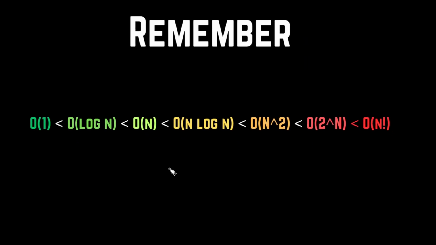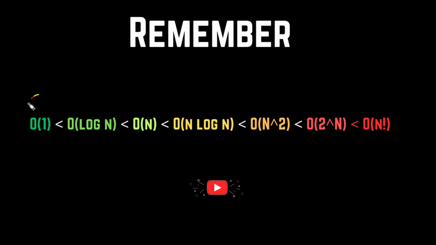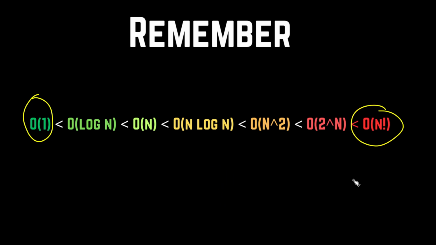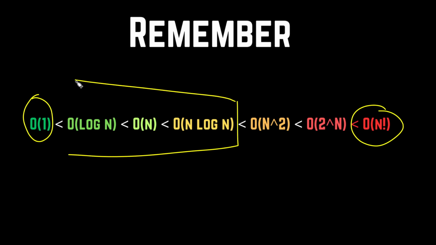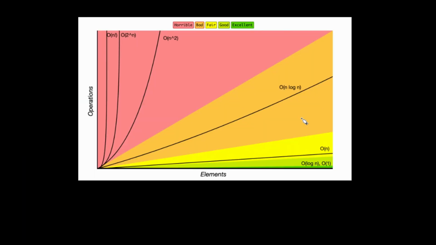So in the end, what you need to remember is that the best time complexity possible is big O of 1, which is constant time. And the worst one is the factorial one. These ones are acceptable, usually in an interview, or even in real life cases. We should avoid these ones. This is the final graph.